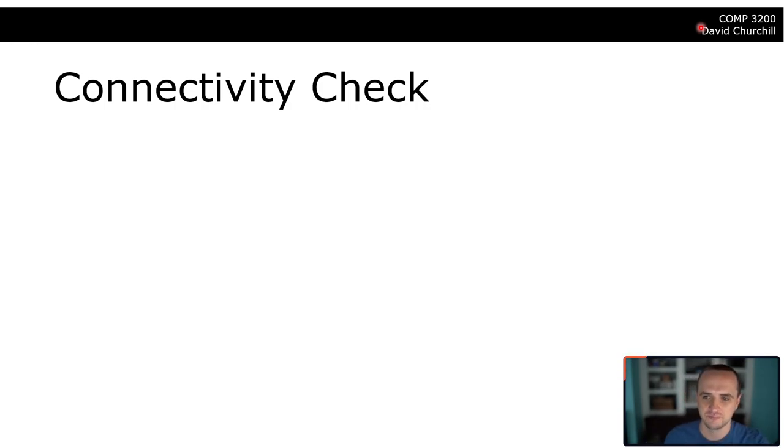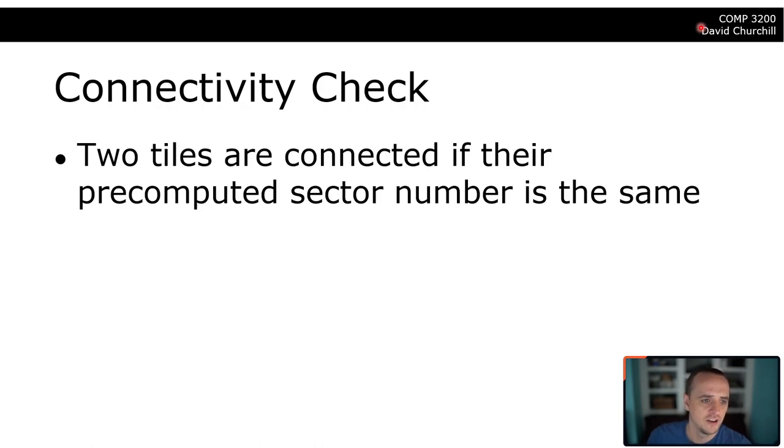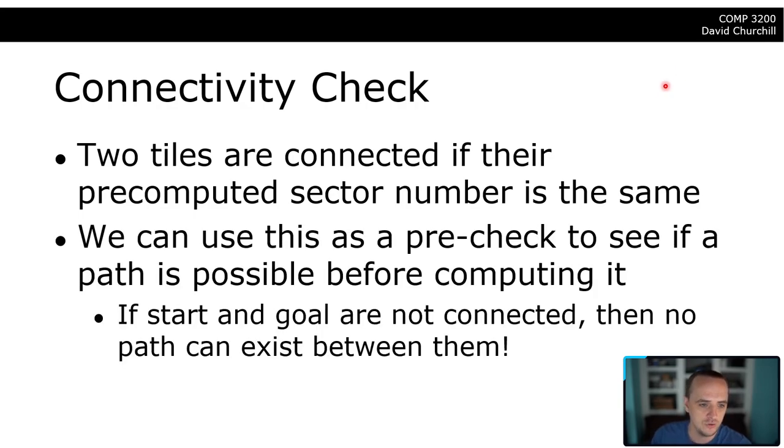All right. So the connectivity check: two tiles are connected if their pre-computed sector number is the same. That should be hopefully understandable by now. We can use this to pre-check to see if a path is possible before computing it. So if a start and a goal are not connected, then no path can exist between them.